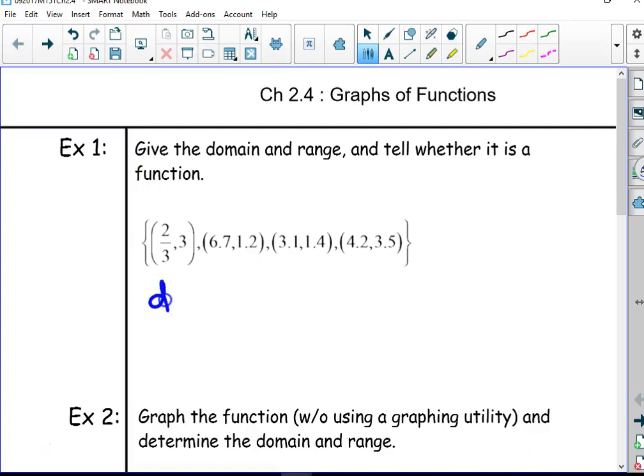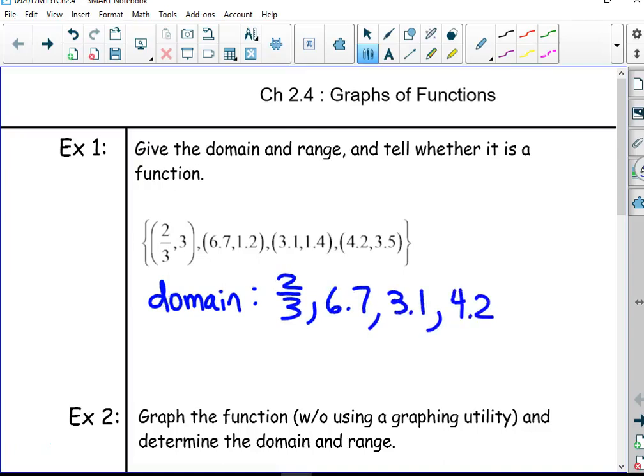Our domain is just going to be the x values they give in these points. We don't really know what's going on here, but we've got x and y values, and that's all we know. So our domain is just going to be 2/3, 6.7, 3.1, and 4.2. Now, I think you just have to enter the numbers into the homework app. I don't think you're required to use brackets. Usually set notation takes curly brackets.